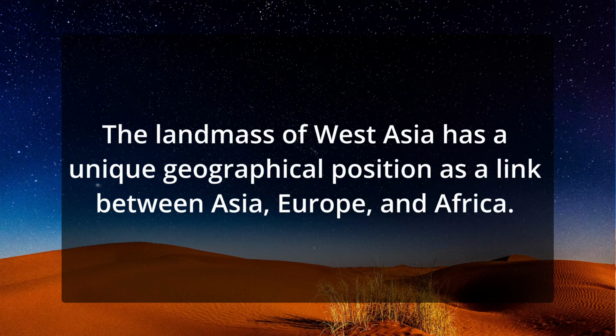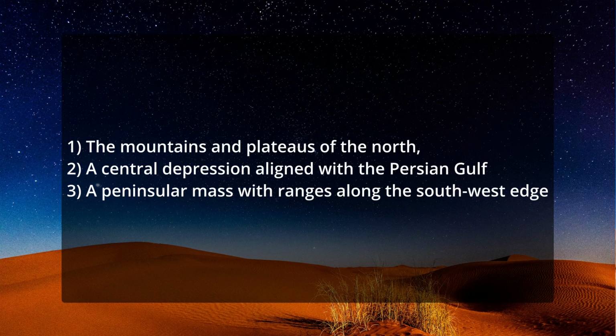The landmass of West Asia has a unique geographical position as a link between Asia, Europe, and Africa. There are three primary physiographic divisions. First, the mountains and plateaus of the north. Second, a central depression aligned with the Persian Gulf. Third, a peninsular mass with ranges along the southwest edge.